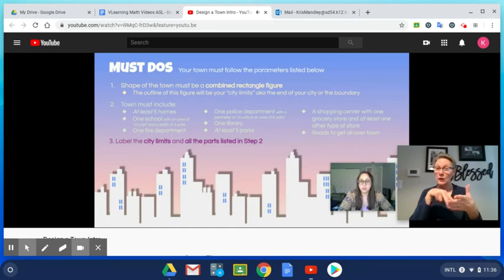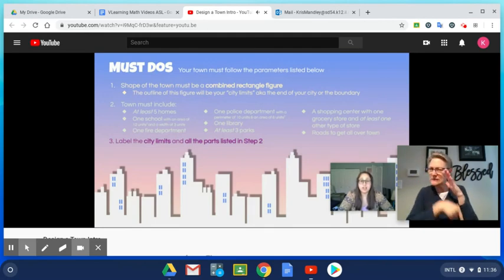It has an area of 12 units squared and a width of 3 units. You need to have 1 fire department. No specific measurements on that, just 1 fire department. 1 police department with a perimeter of 10 units and an area of 6 units squared. So make sure you really think critically about what the shape of that police department must be.